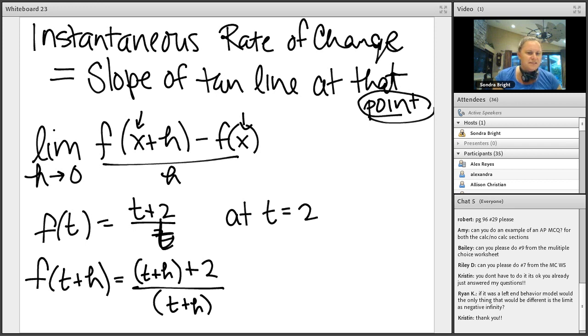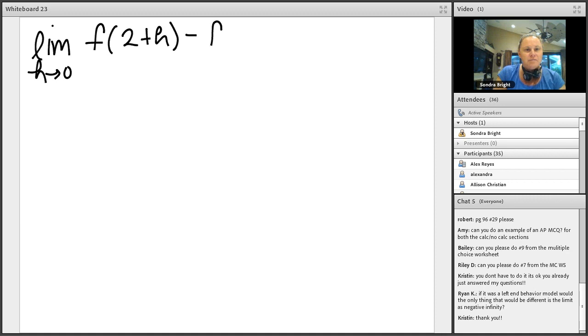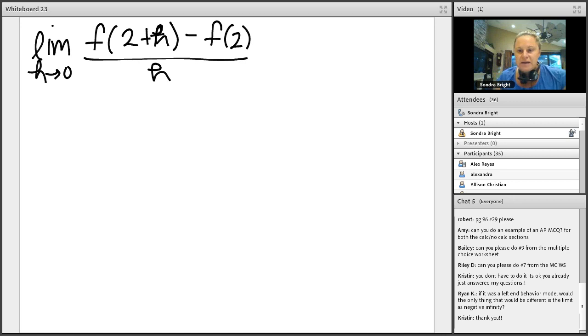I think most of you did it this way. You also can plug in the 2 into the t right away. I'm going to go to the next slide though. All right, so I'm going to do the limit as h goes to 0 of f of, I'm plugging the 2 into the t, plus h, minus f of 2, all over h. That's what I'm finding, right? And with limits, you want to plug that value in, right? Well, if you try to plug in a 0 for h right now, you're going to be dividing by 0.